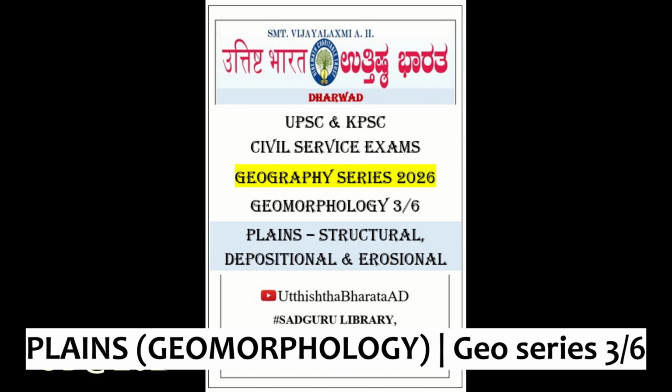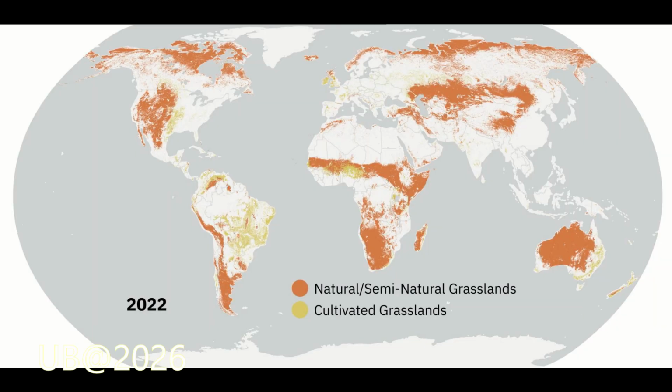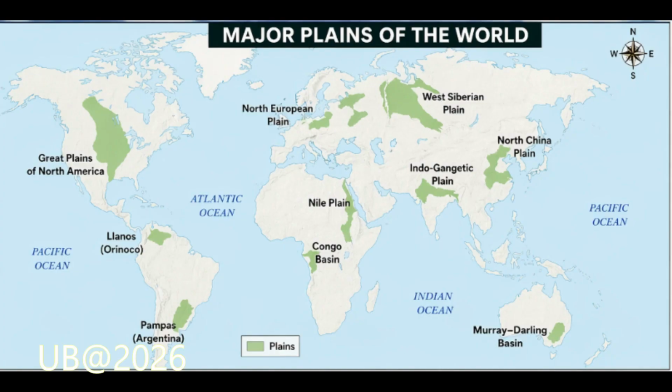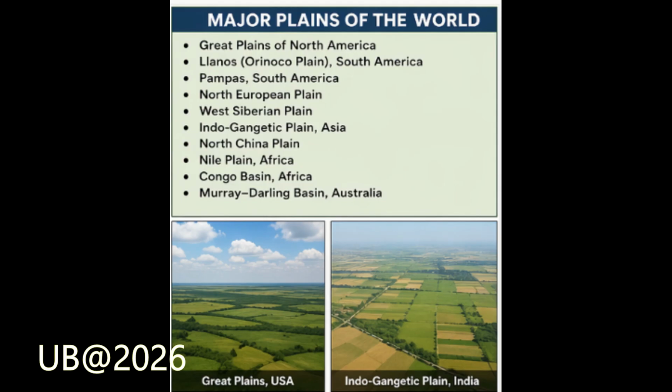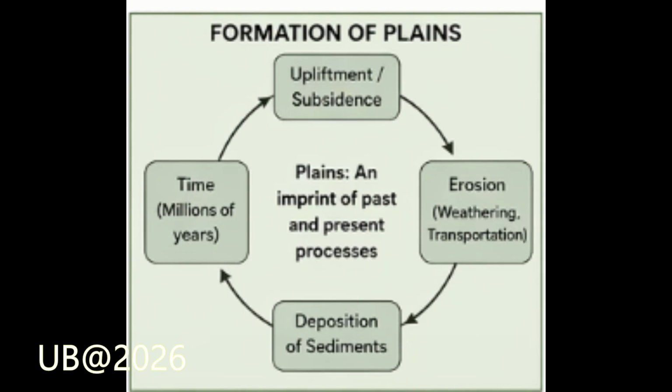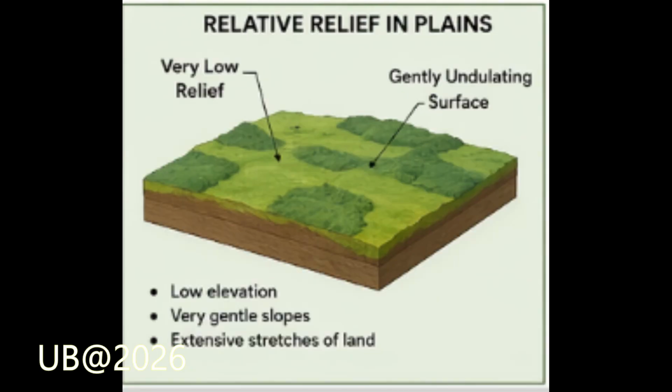Understanding the landforms: plains. Now, plains, the way they are defined, are extensive lands. They are huge, extensive lands. They are usually lowlands. They have very gentle, undulating, low-level surfaces. They are gently undulating surfaces.